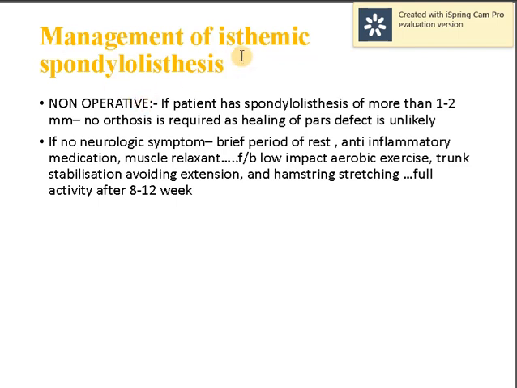Management of ischemic spondylolisthesis, non-operative. If a patient has spondylolisthesis of more than 1 or 2 millimeters, no orthosis is required and healing is unlikely. If there is no neurological symptom, a brief period of rest, anti-inflammatory medication, and muscle relaxant, and then low impact aerobic exercise and trunk stabilization, avoiding extension, and hamstring stretching is done for activity after 8 to 12 weeks.